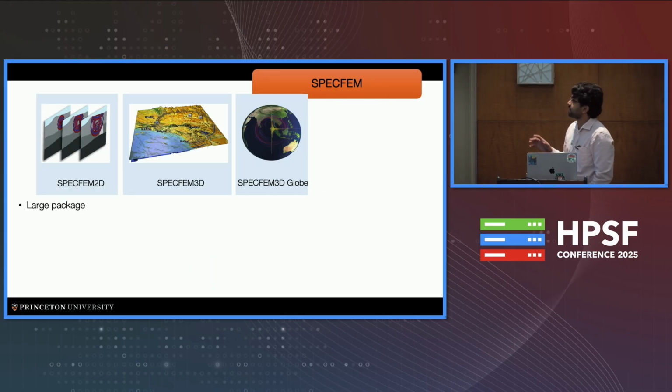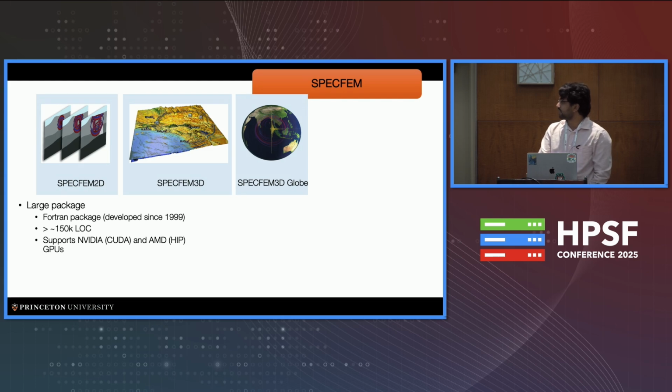Essentially, SPECFEM has been developed since '99 as a set of 3 packages, that is 2D, 3D, and 3D globe. It's a Fortran package developed since '99, over 150 lines of code, and supports NVIDIA and AMD architectures using CUDA and HIP, and threads using OpenMP.